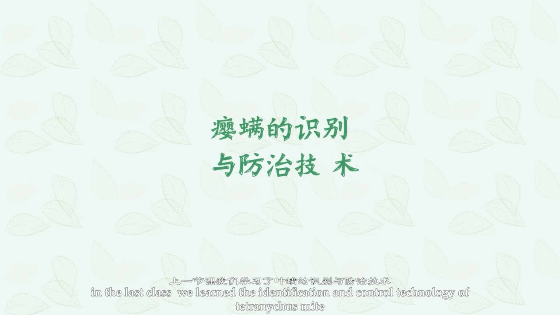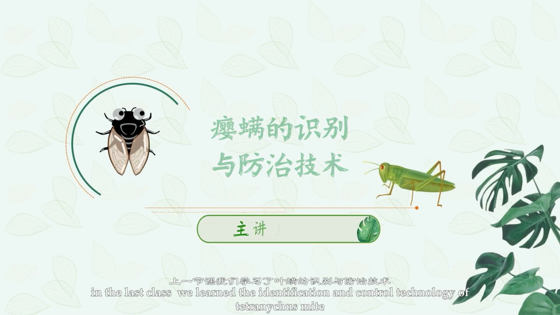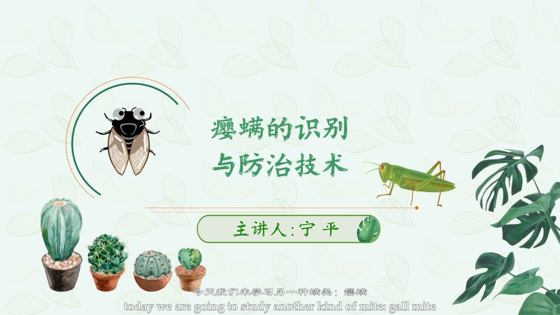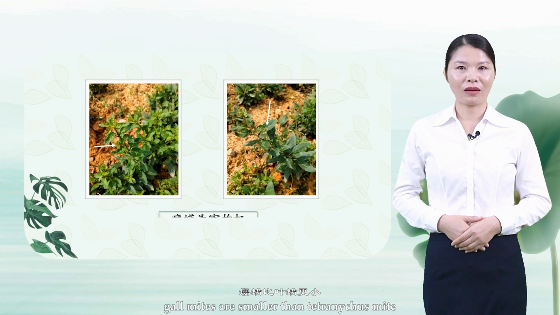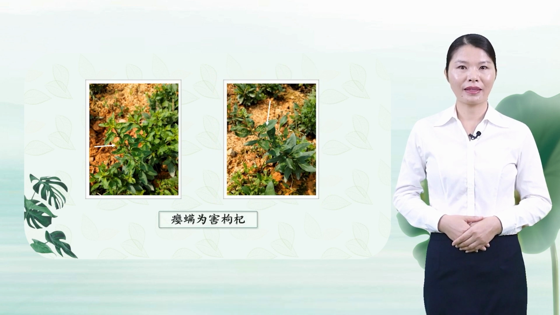Everyone, in the last class, we learned the identification and control technology of Tetranychus mite. Today, we are going to study another kind of mite, gall mite. Gall mites are smaller than Tetranychus mite. Gall mites are hard to find with the naked eye. In the field, you can only see the damage.